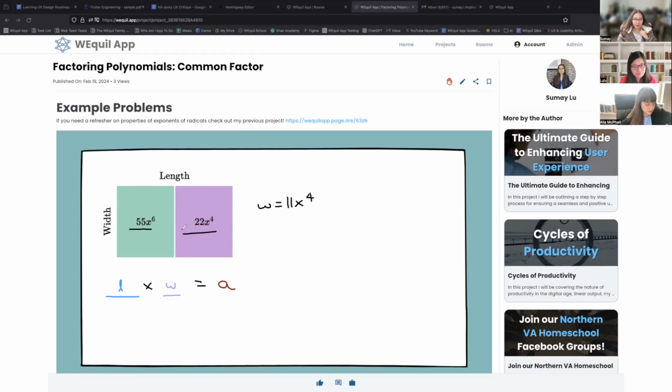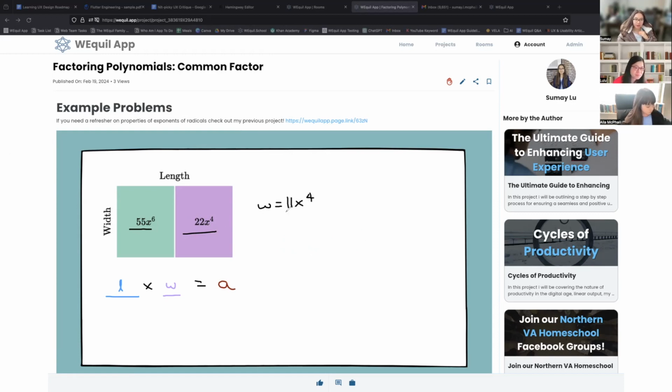The reason being is that if you multiply x to the power of 4 times x to the power of 2, you get x to the power of 6, because you're adding 4 plus 2, right? That's building off of what we talked about in one of my other presentations on radicals and rational exponents. So because of this, the greatest common factor between these 2 monomials is 11x to the power 4.